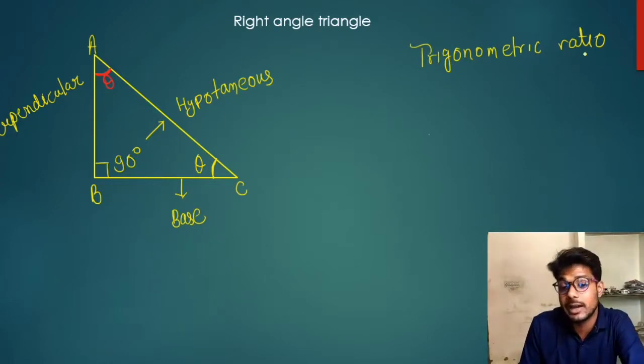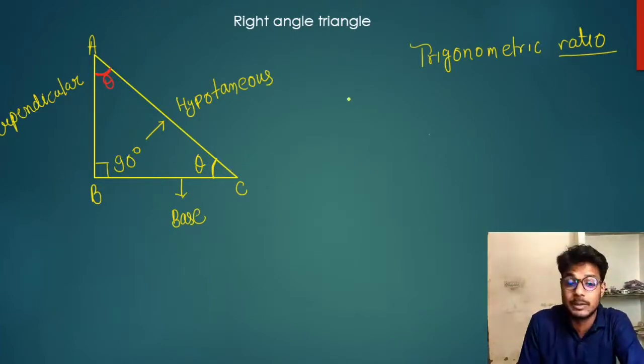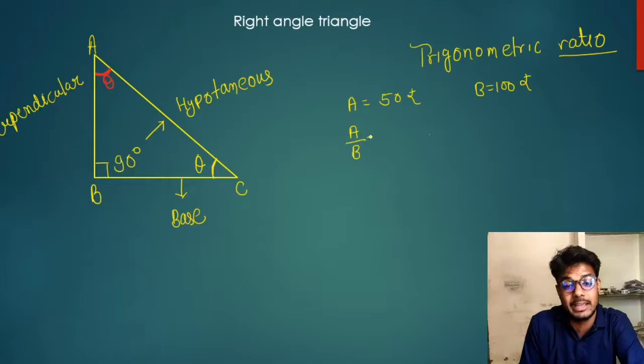Now we are talking about the ratio. What is the meaning of ratio? Ratio is just the comparison between two quantities. Suppose person A has 50 rupees and person B has 100 rupees, and I ask you about the ratio of their amounts. Then you can say A ratio B and also B ratio A. A ratio B means 50 upon 100, which gives 1 upon 2.